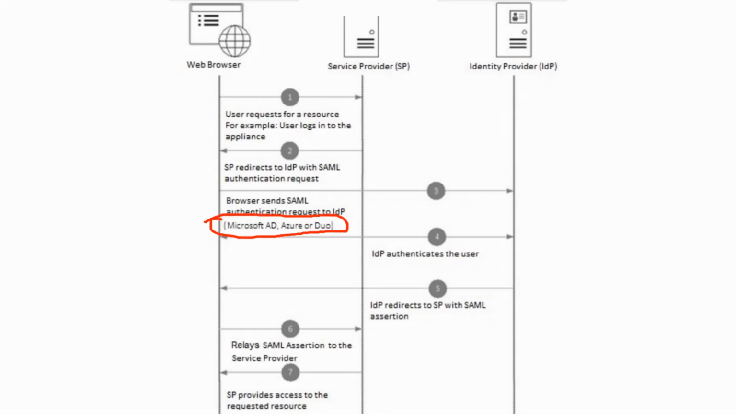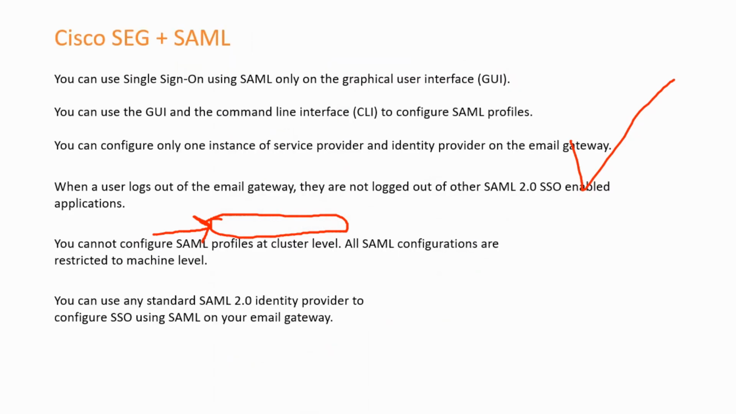So by the way, if I didn't mention it before, this particular diagram is available in the user guide. You can access it from there. And as I mentioned, these are not the only three options that are available, but any standard SAML 2.0 identity provider should do. But those three are mentioned by name in the user guide for the Cisco Secure Email Gateway.